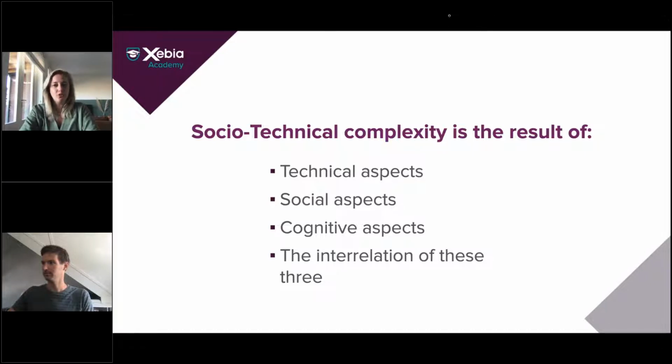You cannot just focus on one of these three aspects. If you just focus on the technology aspects, or you're mainly focusing and investing in technological decisions, then that will impact the social and the cognitive aspect.